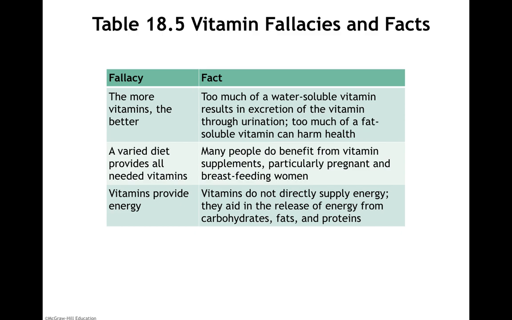A varied diet provides all the needed vitamins. That may be true if you have a well-balanced diet, but not necessarily just a varied diet. Many people do benefit from vitamin supplements, and that's especially true for pregnant women, breastfeeding women, people who are using those vitamins more than just the average individual. Vitamins provide energy. Vitamins do not directly supply energy. They are not converted into carbohydrates and used in the Krebs cycle to make ATP.